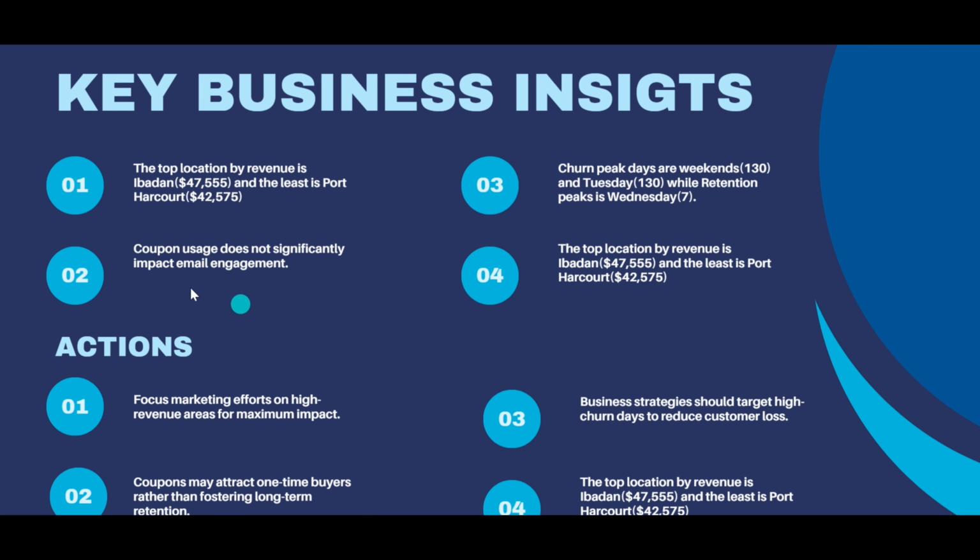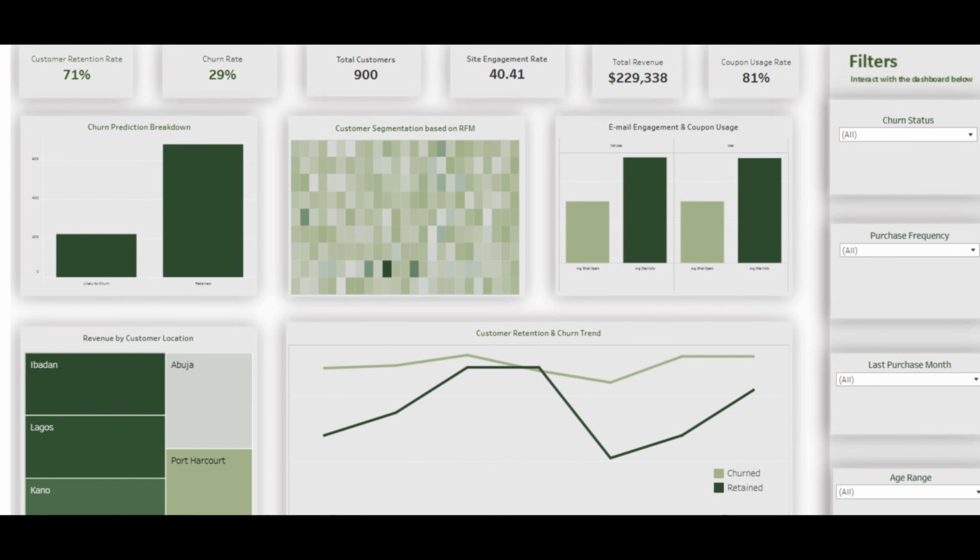Then we have coupon usage, which does not significantly impact churn, from what we saw on the dashboard. Churn peak days are weekends and Tuesday, while retention peak is Wednesday. So business strategy should target high churn days to reduce customer loss. Can you imagine? I duplicated this again, so I'm still going to modify this anyways. I added an image of the dashboard, though I can still show them the interactive one when presenting.